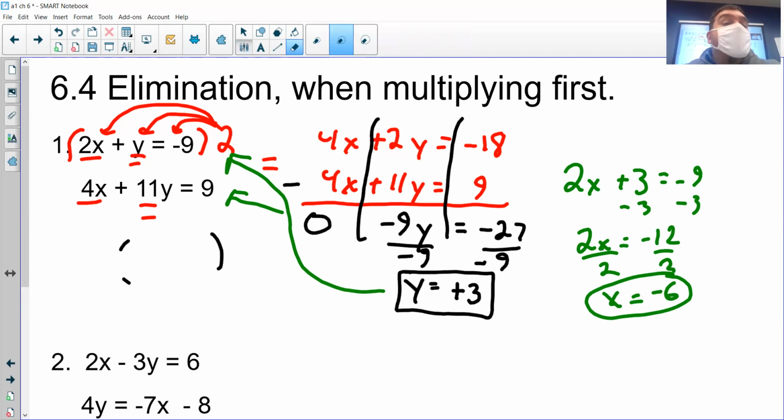No, it's 18 minus 9. So that's negative 27.